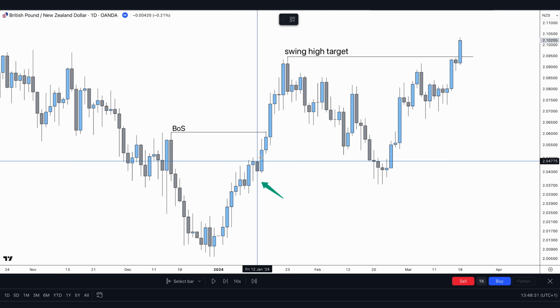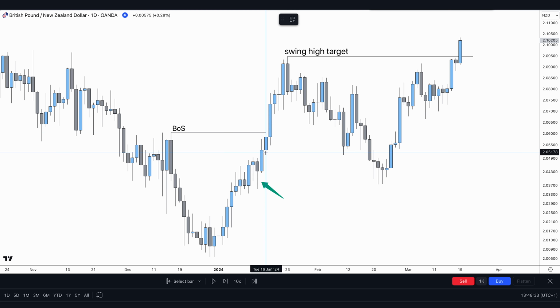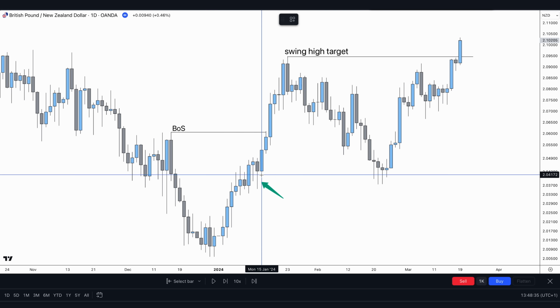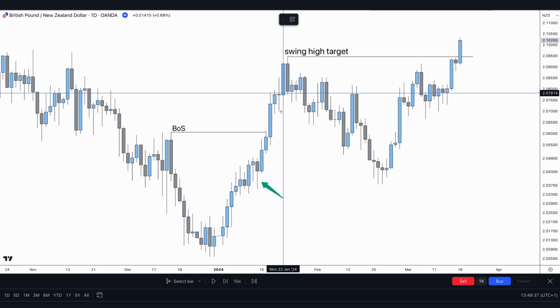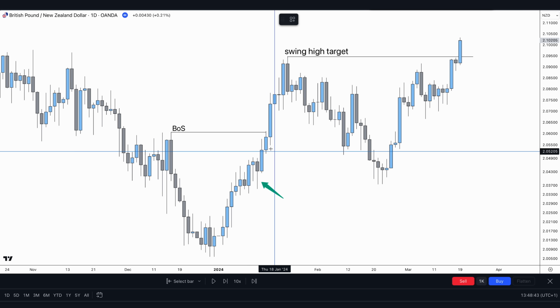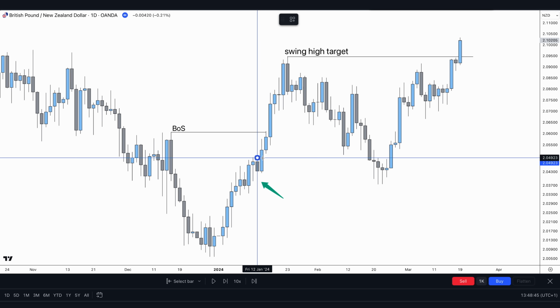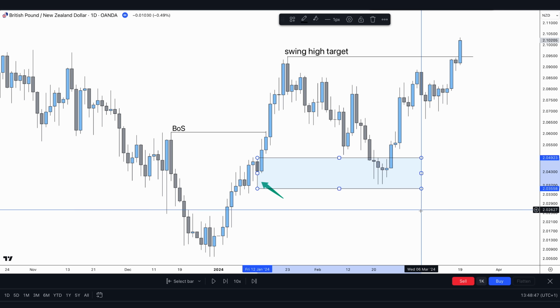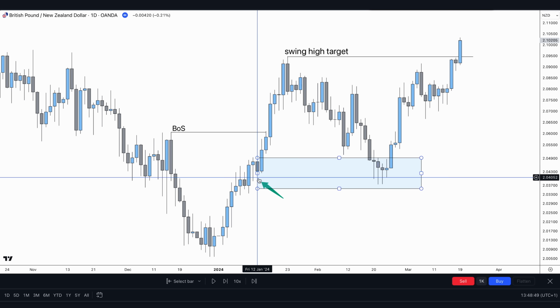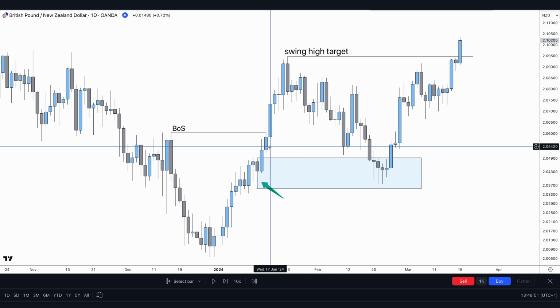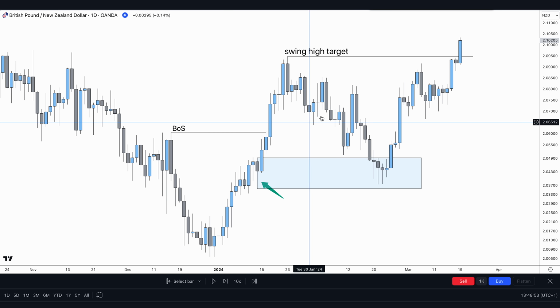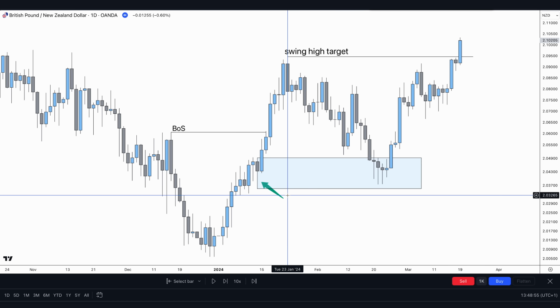So a demand zone is in an uptrend, a buying movement, and it is an area of consolidation before a large impulsive upward move. The candle that we would use as our demand zone in this instance would be this area here, this gray candle. Now, I like to use the last candle before the impulse. Some people suggest using the last down candle before the up move. In this instance, they would be exactly the same.